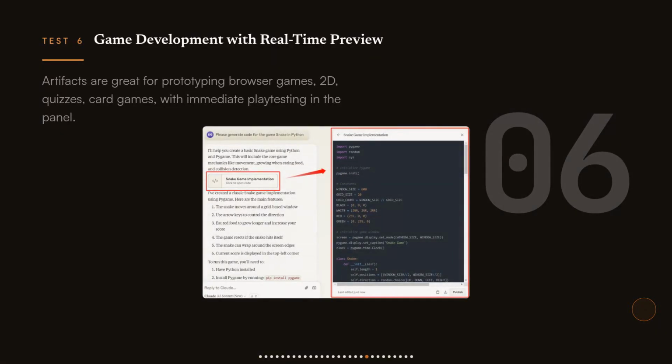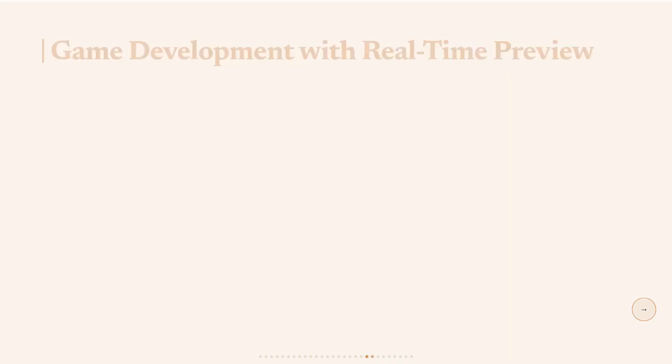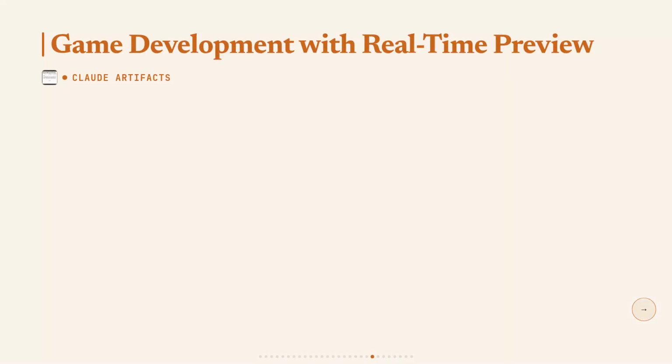Test 6, game development with real-time preview. Setting up a local dev environment just to playtest a simple browser game is genuinely annoying. Node, a bundler, a localhost port, and you haven't written a line of game logic yet. The job is whether Claude Artifacts can prototype a 2D game or a card game and let you playtest it right in the panel. No setup, no terminal. I didn't expect this to work as well as it did.